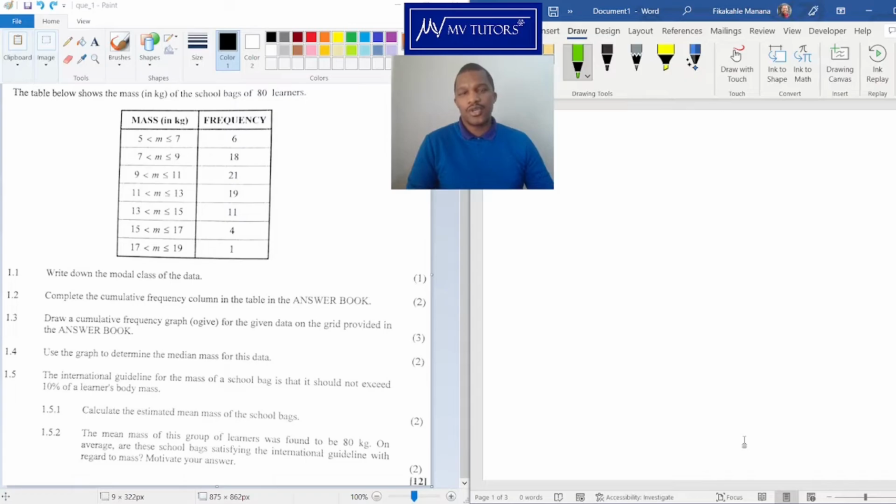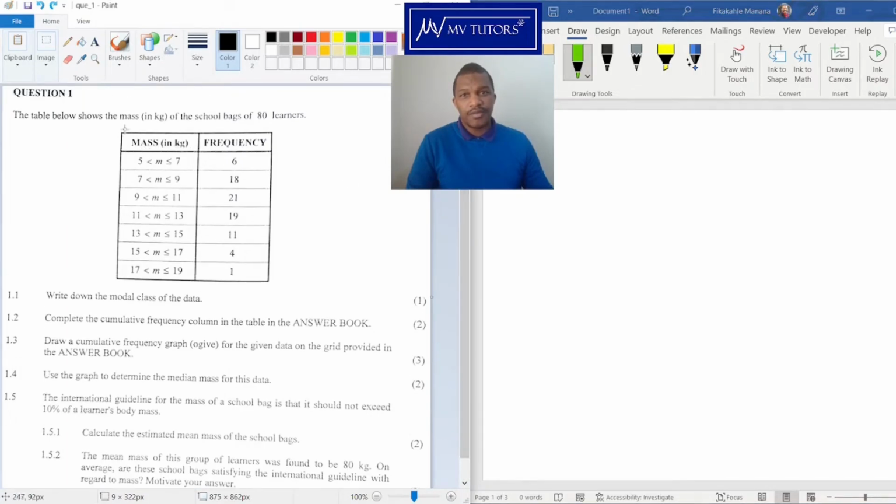This is the 2022 May paper, paper 2. This is for mathematics. If we look up here, this is our question number 1. Well, if this is what you want to do, then you came to the right place. Let's get right into it.